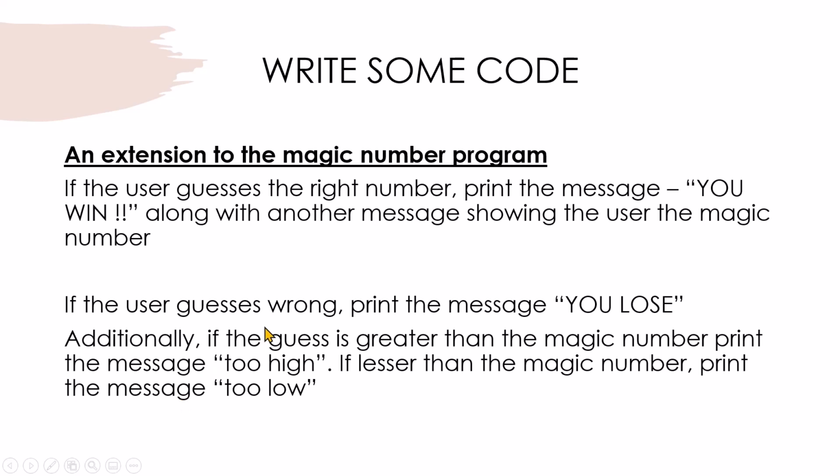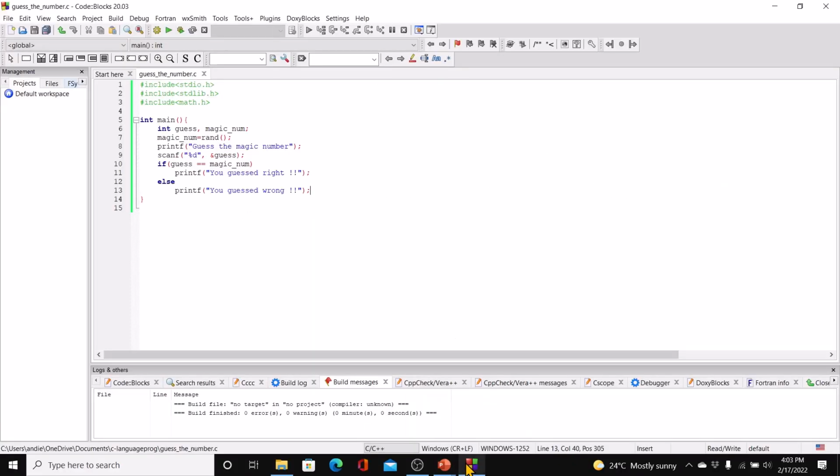If the user guesses wrong, then print the message you lose. And additionally, if the guess is greater than the magic number, print the message too high, otherwise print too low. And again, we need a block of code. So let's go and make those changes.